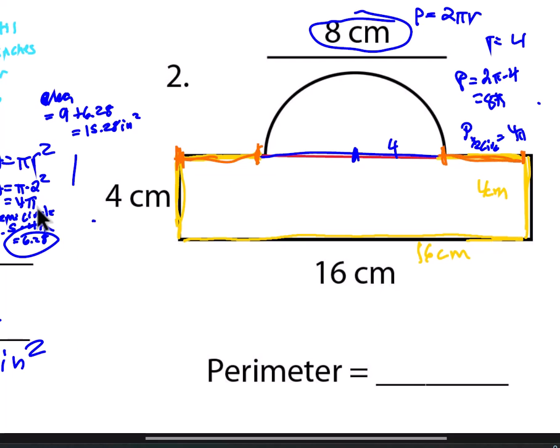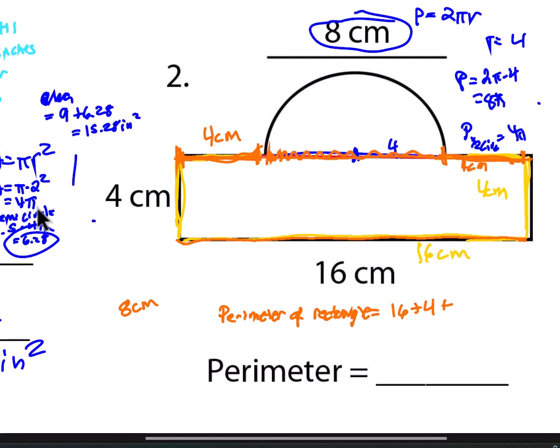Now notice all the way across the rectangle has to be 16. So going all the way from here to here has to be 16 because it's the same as this side. Now, what do we have cut out of the middle? Cut out from the middle, we have 8 centimeters. So what we have left is 16 minus 8, so 8 centimeters left, equally divided on either side. So this side is 4 centimeters and this side is 4 centimeters. So the perimeter of our rectangle is 16 plus 4 plus 4 plus 4 plus 4. So that's 16 plus 16, or 32 centimeters.